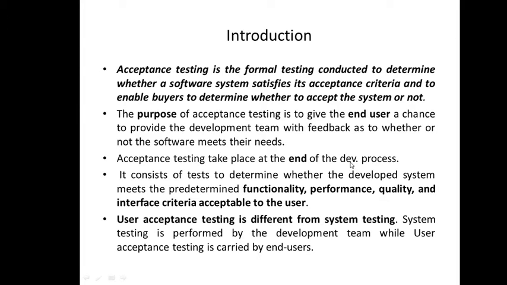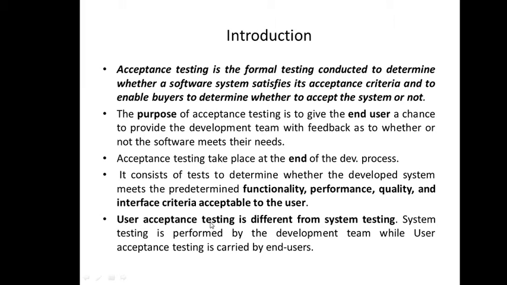Right? So finally, this is the last testing which is carried out, the acceptance testing. So this is an end of the development process also. It consists of tests to determine whether the developed system meets the predetermined functionalities, performance, quality, and interface criteria acceptable to the user. That means we are going to check each and every parameter here. We have to check the functionality also, the performance attributes also, quality characteristics also, and the interface also. If all these are fulfilled, then only the customer is going to make the decision of accepting it, right?